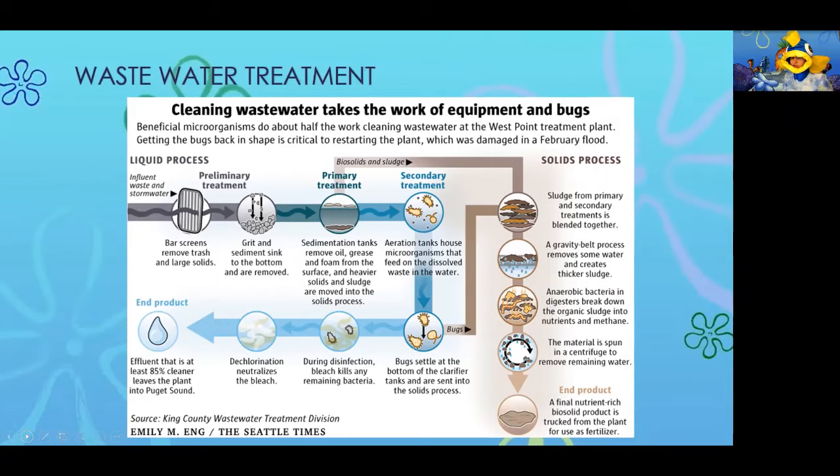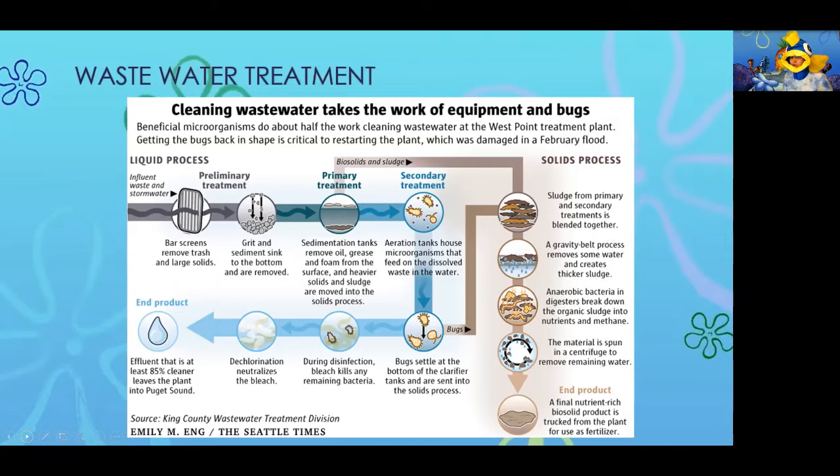They will settle to the bottom of the tank after the aeration is turned off. Disinfection with bleach will kill all of those bacteria. A dechlorination cycle will detoxify the bleach, and now the end product that is being released back into the environment is 85% cleaner.